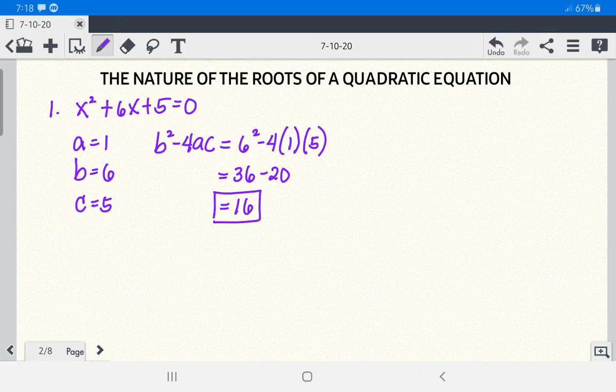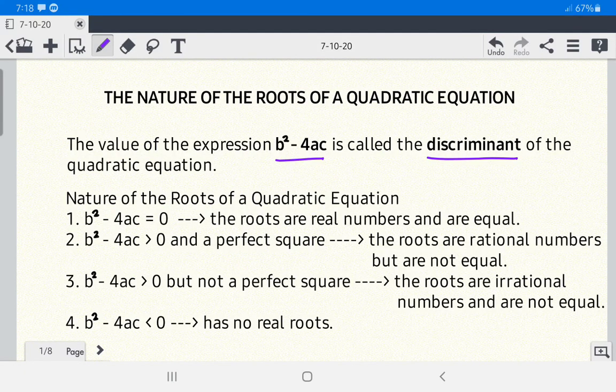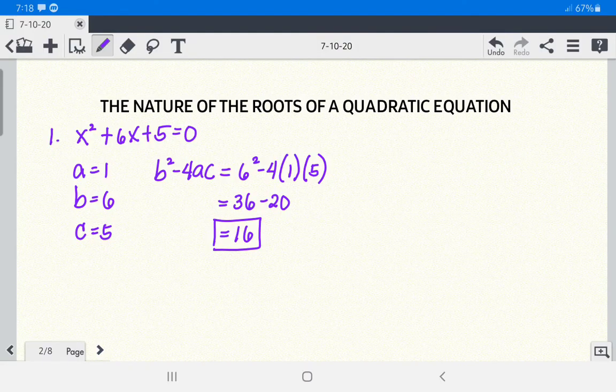So here, we can say from the second condition that if b squared minus 4ac is greater than 0 and a perfect square, then the roots are rational numbers but not equal. So let's go back to this example and check.